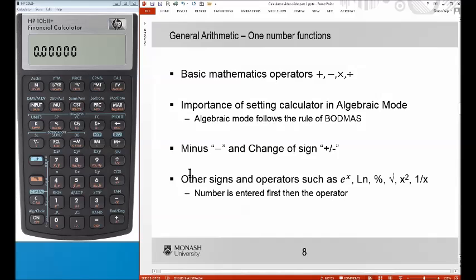Now, let's get started with the general arithmetic with one number functions. First of all, we have our basic mathematics operators, addition, subtraction, multiplication, and division buttons right here in your calculator. So, once again, set your calculator in algebraic mode. And to check that, use the recall function, shift up and on, to check the mode.